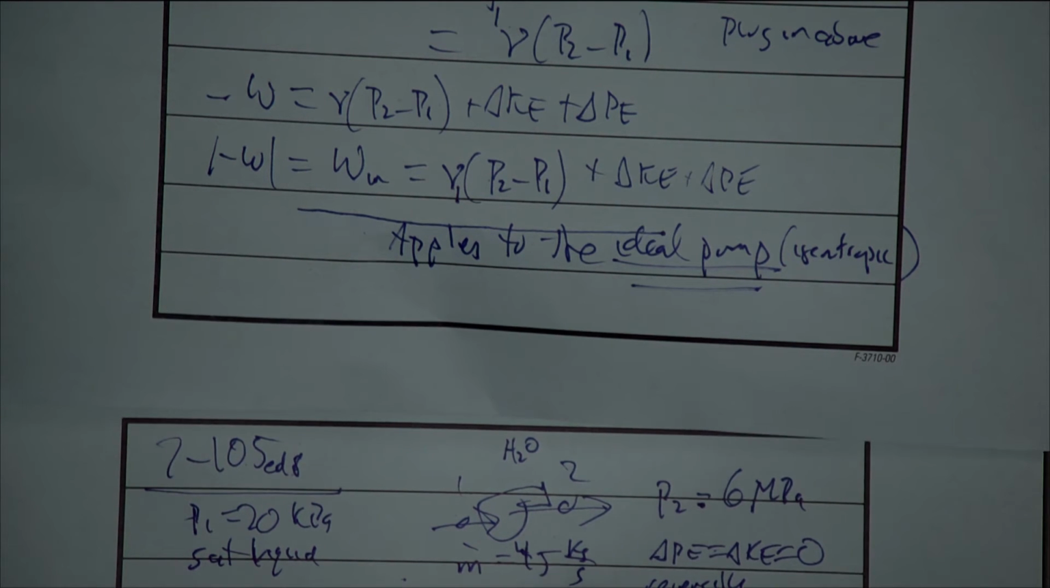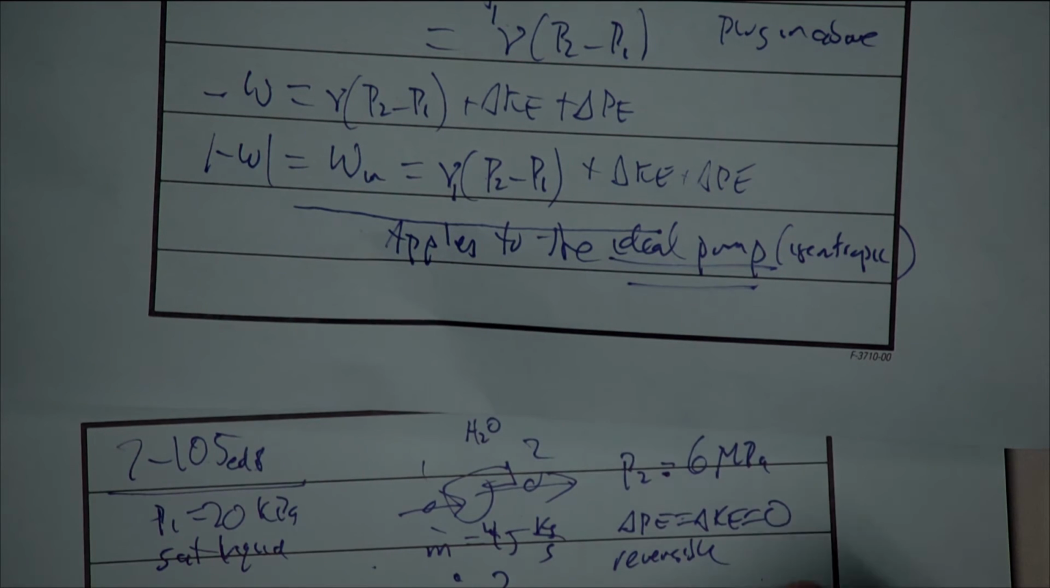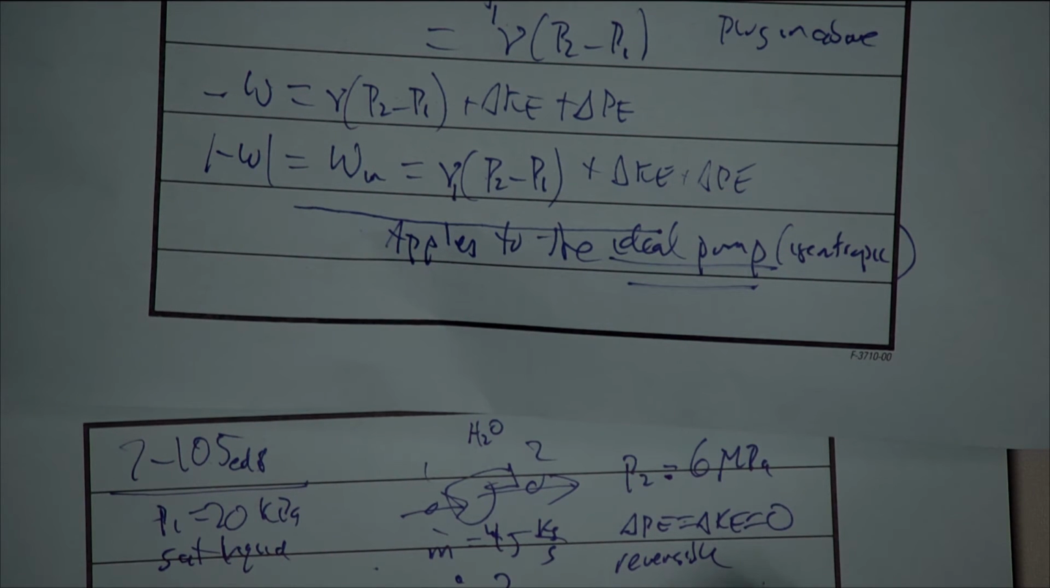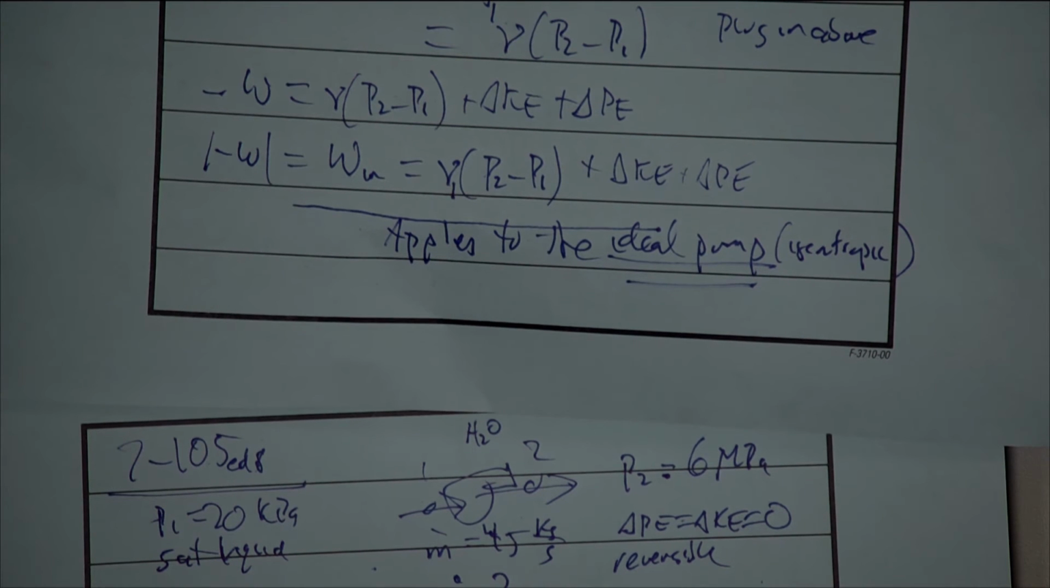Now, we recognize that the power input is just the mass flow rate times the work per unit mass input. And because it's a liquid, it's a saturated liquid going into a pump, and it's a reversible process, then this is equal to the mass flow rate times the specific volume at that inlet times the pressure change.